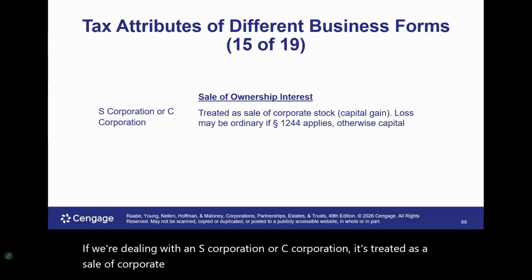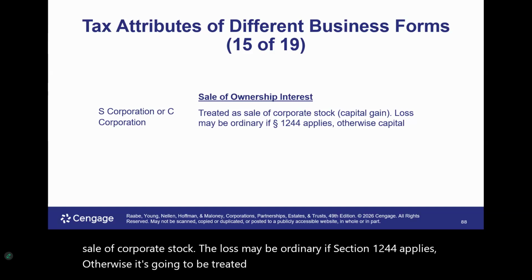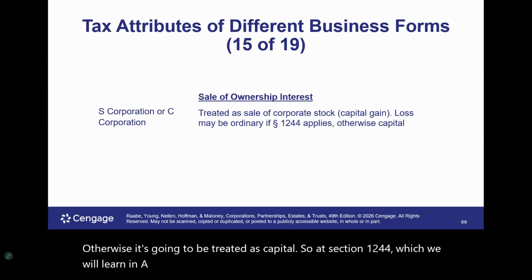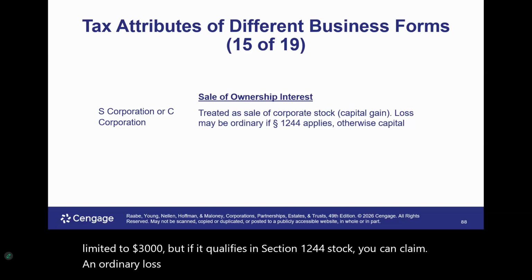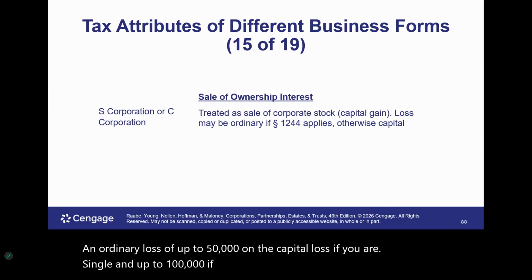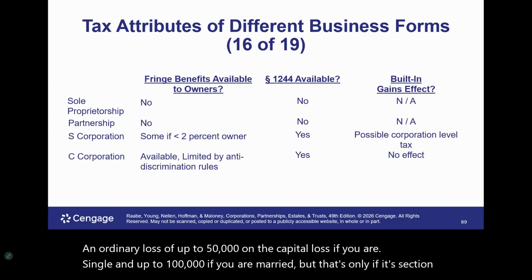If we're dealing with an S corporation or C corporation, it's treated as a sale of corporate stock. The loss may be ordinary if Section 1244 applies. Otherwise, it's going to be treated as capital. So it's Section 1244, which we will learn in another chapter. As we know, capital losses are typically limited to $3,000, but if it qualifies as Section 1244 stock, you can claim an ordinary loss of up to $50,000 on the capital loss if you are single, and up to $100,000 if you are married, but that's only if it's Section 1244 stock.